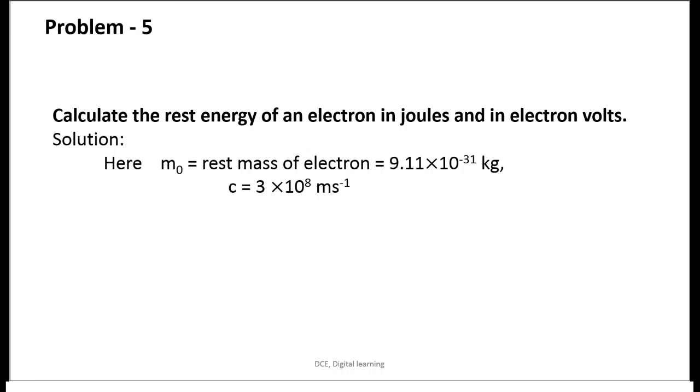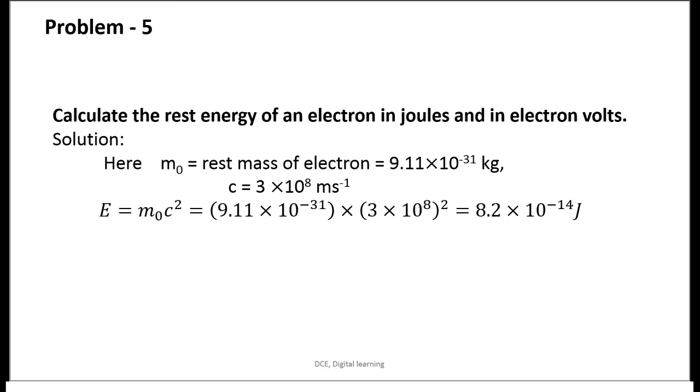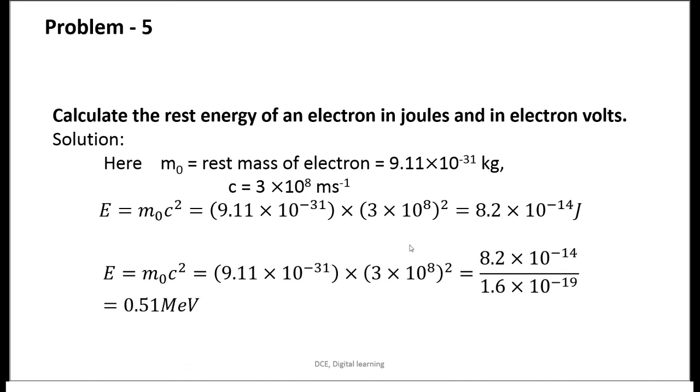9.11 into 10 power minus 31 kg, and c is the velocity of light, 3 into 10 power plus 8 meter per second. As per the well known equation, E is equal to m naught c square. Substituting the value of m naught and the value of c, and multiplying these two, we get 8.2 into 10 power minus 14 joules. This is in joules. When we divide this by the value of 1 electron volt, that is 1.6 into 10 power minus 19, we get 0.51 million electron volts.